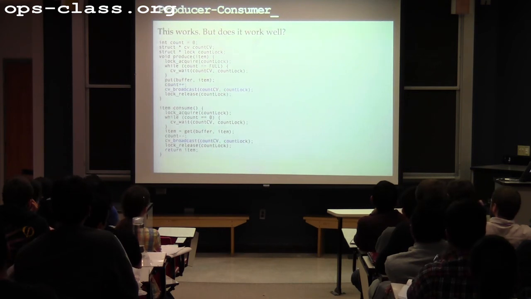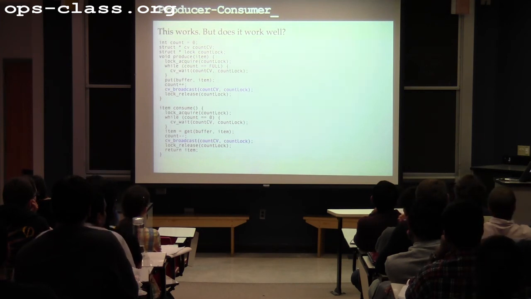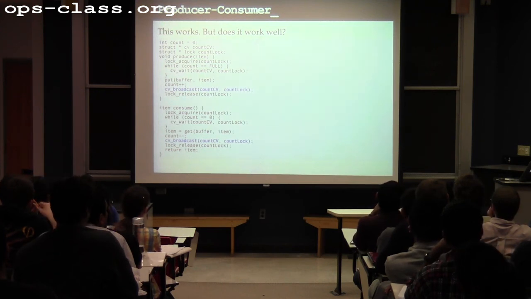So one way to do this is this. And this is actually working code, right? This will run and it'll work okay, right? Every time I change the count, I broadcast because it's possible that the condition has changed, right? And remember, in order to broadcast, I need to hold the lock. I need to do that before I release the lock. And this code will work fine, right?